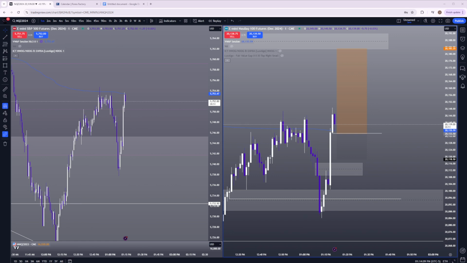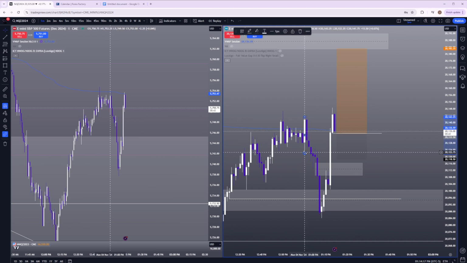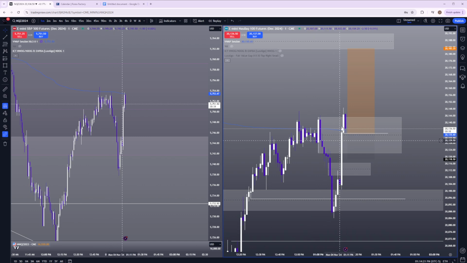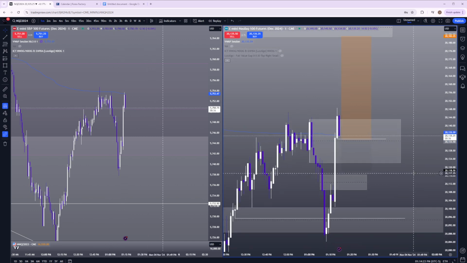Come on, trade into the unicorn. Give me a good entry. I want to get a really good entry level here off this 1 minute bullish unicorn. Look at this bullish unicorn right here. Fair value gap overlapping the breaker. Low, high, lower low. Displacement of the highs.